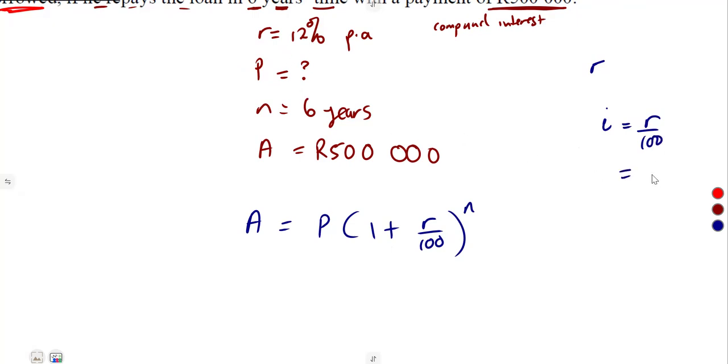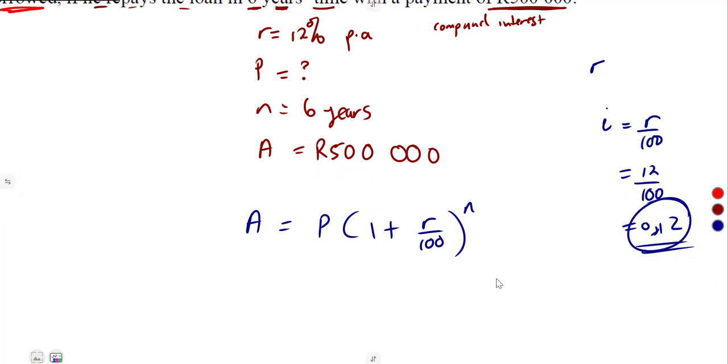So that's our R, 12% over 100, which is 0.12. If you are using this, this is the value that you're going to put in place of I there. So that is the condition. So what can I do? Substitute my values. Our R is there. All right. So everything is there, guys.